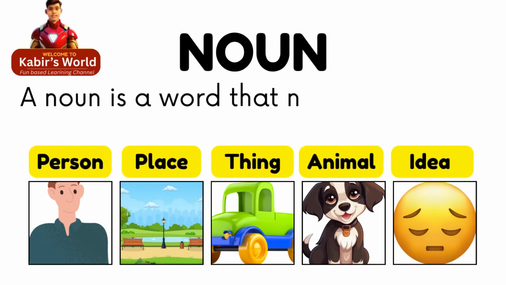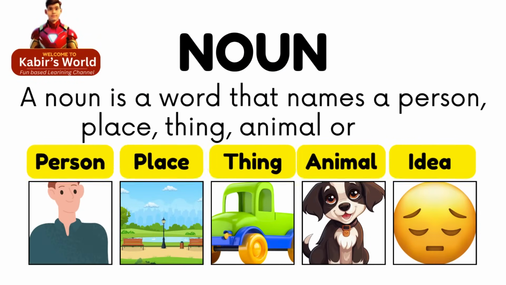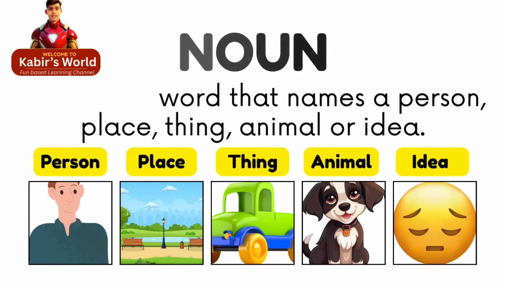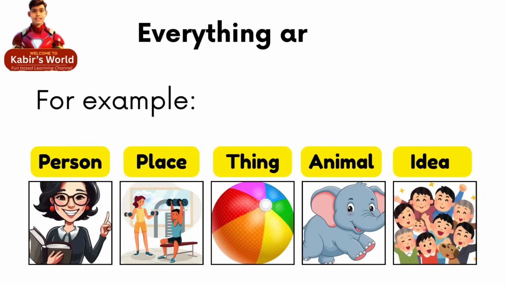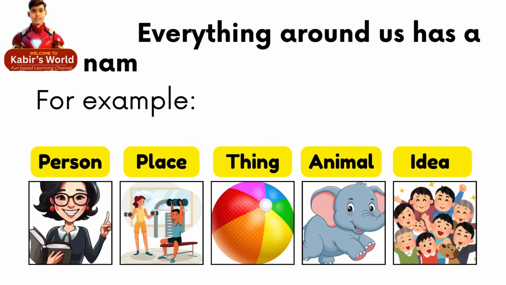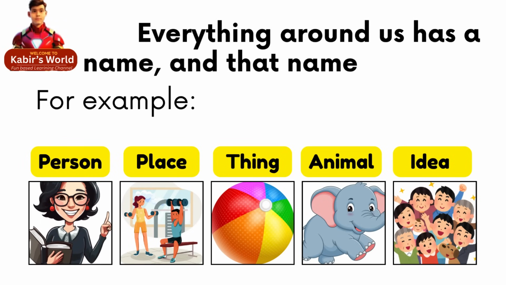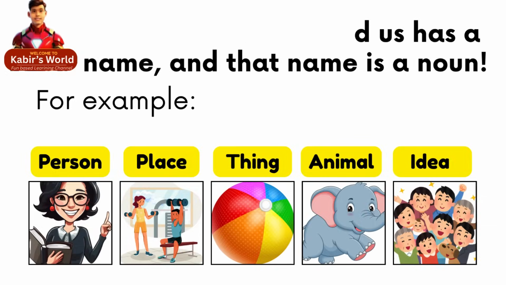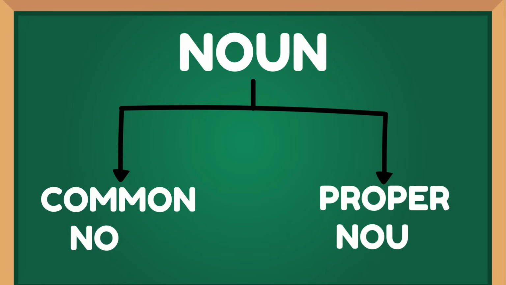A noun is a word that names a person, place, thing, animal, or idea. Everything around us has a name, and that name is a noun. For example, person, teacher; place, gym; thing, ball; animal, elephant; idea, happiness. Today we will learn about common nouns and proper nouns.